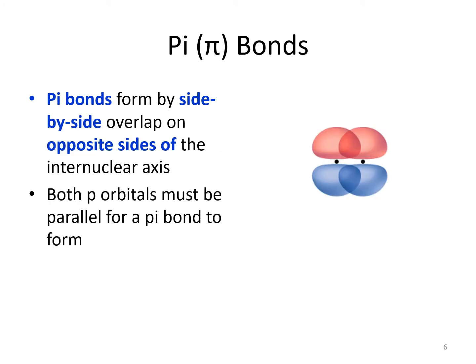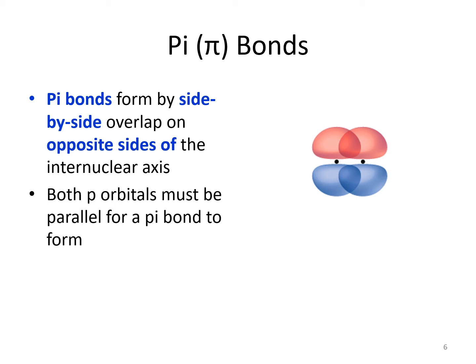Pi bonds form by side-by-side overlap on opposite sides of the internuclear axis. A lobe from one p orbital can overlap with a lobe from another p orbital on one side. The other lobe of each overlaps on the other side. Electrons cannot be found in the middle of a p orbital where the nucleus is, so pi bonds do not have any electrons along the internuclear axis. Electrons in a pi bond can be found anywhere in either of the overlapping areas, and the whole thing is one bond.